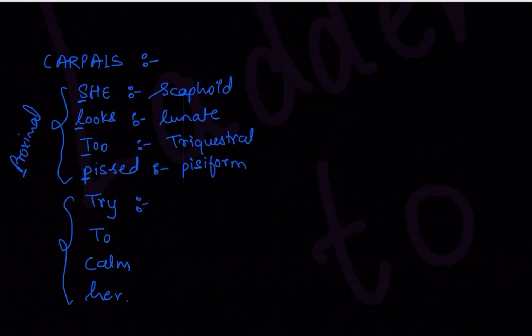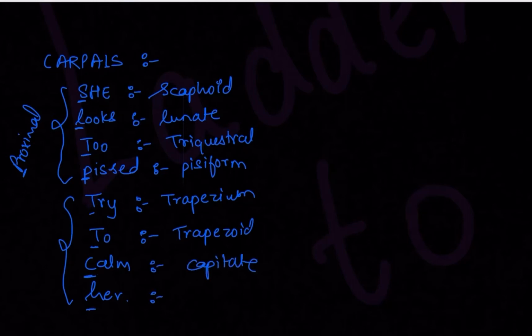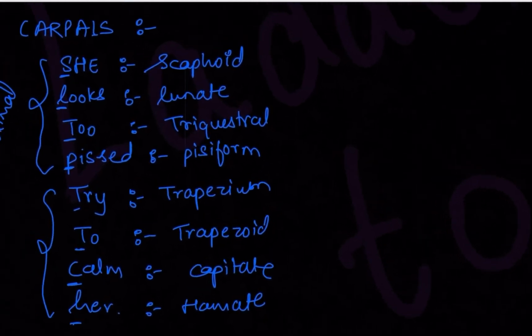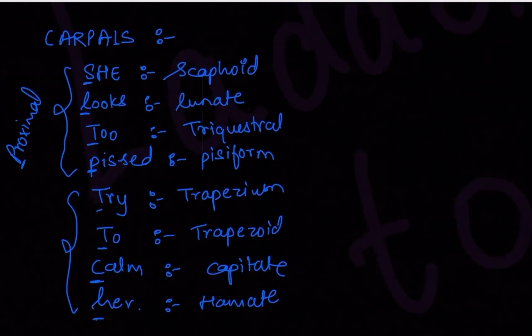Then this T stands for trapezium. This T stands for trapezoid. C stands for capitate. And H stands for hamate. Okay, understood? So you have to remember this mnemonic. She looks too pissed, try to calm her. Till P it was proximal. Then these are distal carpals. From trapezium to hamate, these are distal carpals.